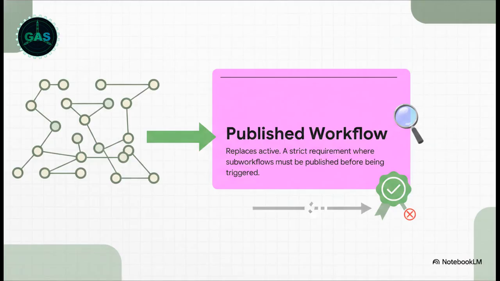But to use these powerful new sub-workflows, there is a critical terminology shift you really need to understand. Workflows are no longer toggled as active or inactive. Instead, they are published or unpublished. And guys, this isn't just a simple name change. In version 1, an inactive sub-workflow could still be triggered if a main workflow called on it. In version 2.0, not anymore. A sub-workflow absolutely must be explicitly published via your settings before it can be used as a tool by another workflow. If you forget to publish it, your main AI agent will literally just throw an error.